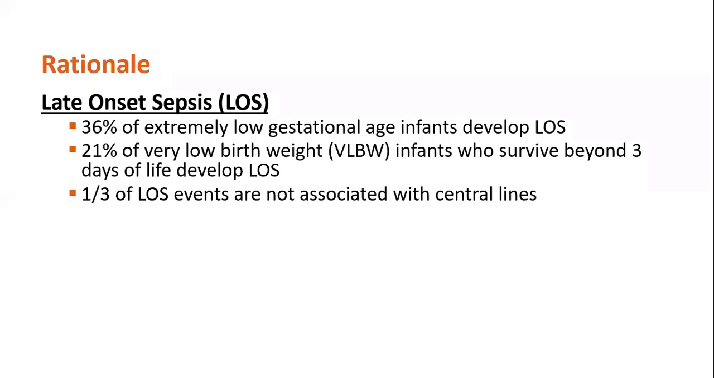As for late onset sepsis, the studies show that 36% of extremely low gestational age infants develop late onset sepsis. And 21% of very low birth weight infants who survive beyond 3 days of life develop a late onset sepsis event. And 1/3 of late onset sepsis events are not associated with central lines. We also realized that some clinically identified laboratory confirmed bloodstream infections may have been underreported by requiring 2 common commensals and a sign or symptom.